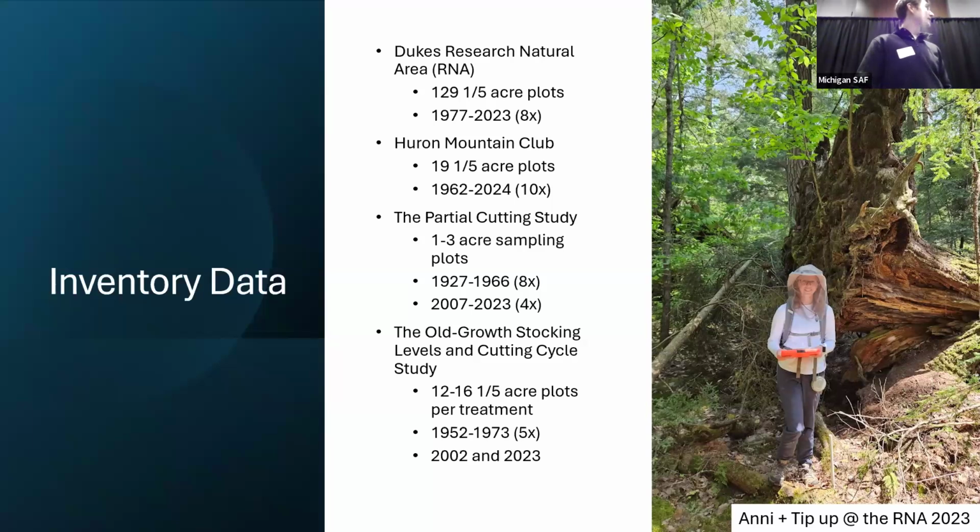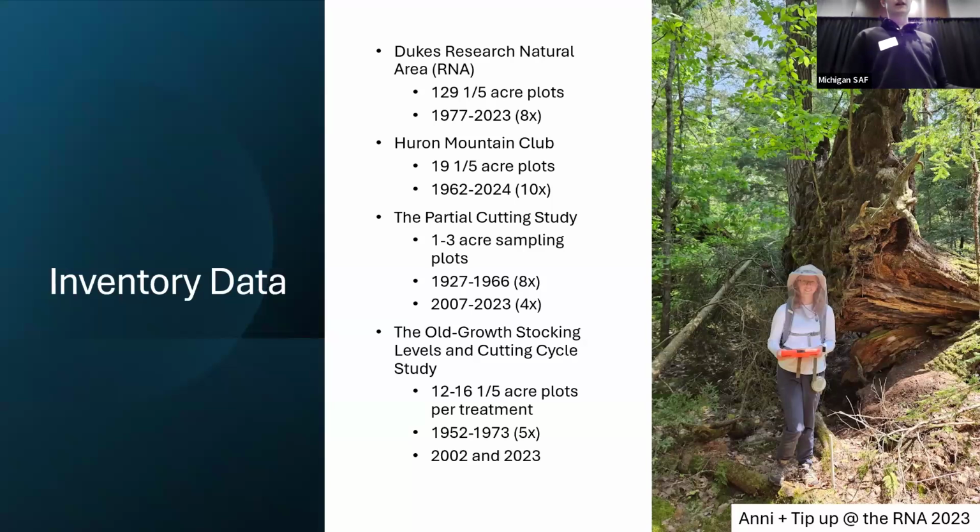Here in Mountain Club, there's 19 of those 5th acre Bordeaux plots that Kerry Woods has been measuring up until most recently when we measured them in 2024. And those have been measured 10 times since 1962. The partial cutting study does not have 5th acre plots. It has square 1 to 3 acre sampling plots within the treatment levels. And those were measured 8 times in the kind of initial run of the experiment.